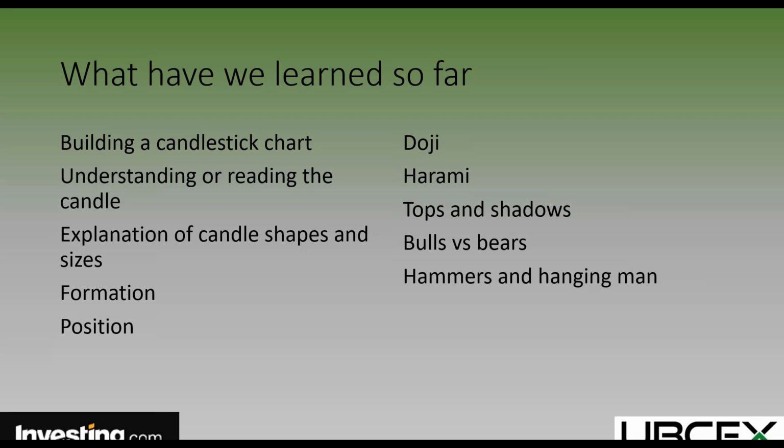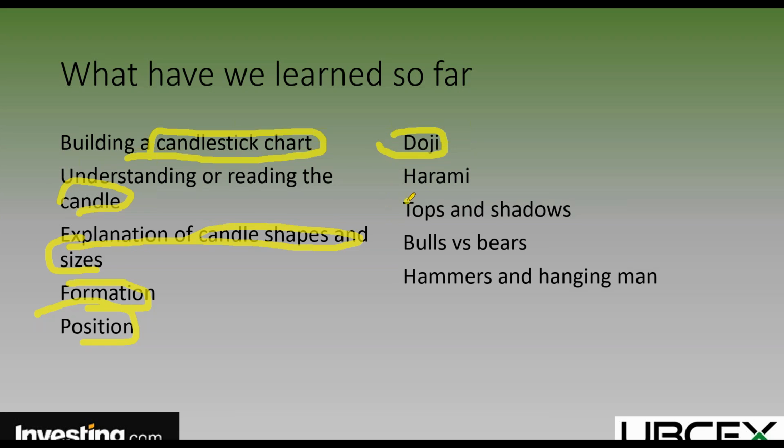So we've already talked about building the candlestick chart and what the candlestick means on a chart. We've learned how to read the open, the high, the low, and the close. We've talked about candlestick shapes and sizes, the formation. We talked about position. We talked about doji, the tops and the shadows. We talked about the bulls and the bears. We haven't talked about hammers and hanging men yet, and we haven't talked about haramis yet.